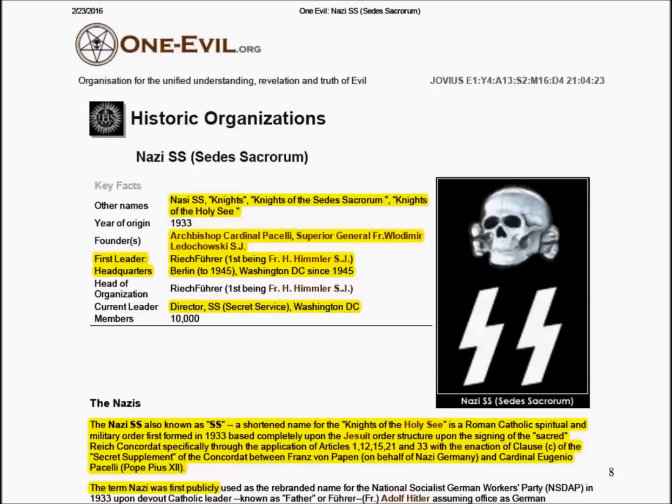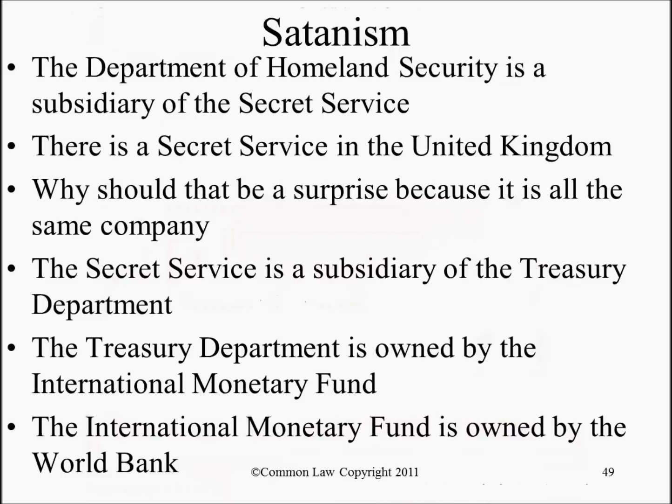So the point is that this is all coming from the Vatican. Hitler signed that Concordat of 1933, but that's been adopted by Canada and the United States and a bunch of other nations too. That's why the SS is now in Washington D.C. and it's known as the Secret Service. The Department of Homeland Security is a subsidiary of the Secret Service. So that's the SS, people. This Homeland Security is the SS in America. There is a Secret Service in the United Kingdom.